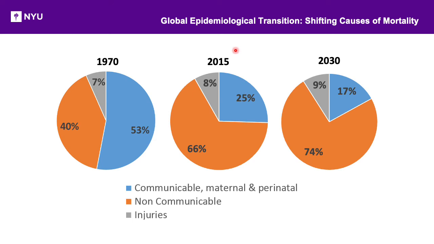Again, from 2015 to 2030, what we are expecting to see is a further increase in non-communicable disease from 66% to 74%, which would make up basically three quarters of the diseases that we see among the world population. And a further decrease in communicable diseases from 25% to 7%. And we'll also see a slight uptick in injuries from 8% to 9%.